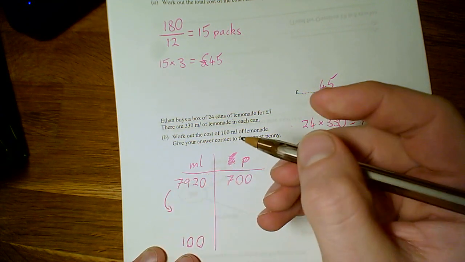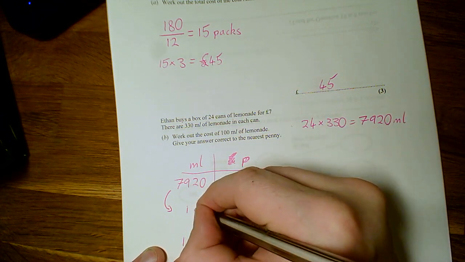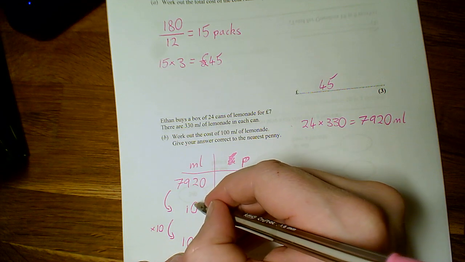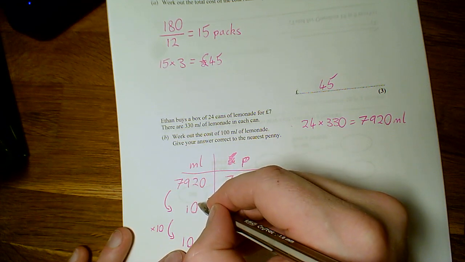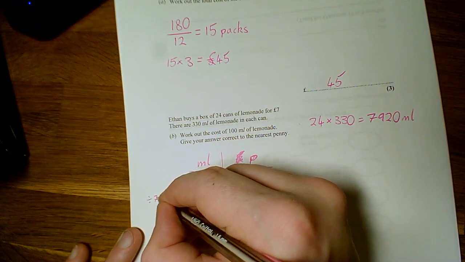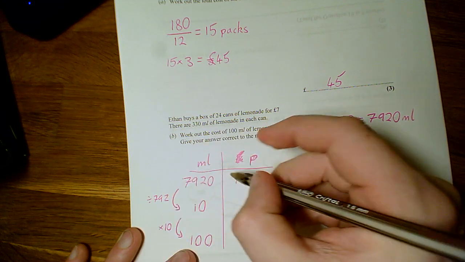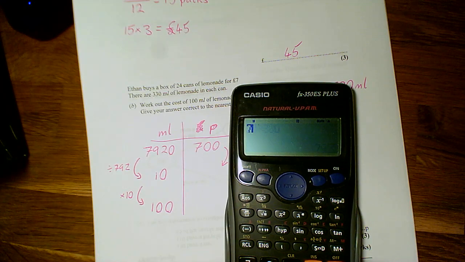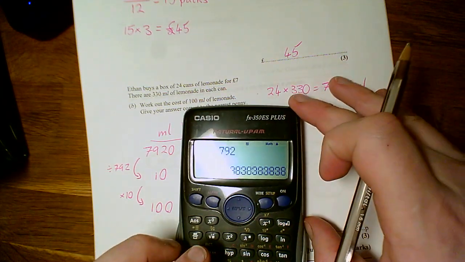There's a couple of ways you could go about it. I like the idea of going via 10. So if I can get from 7,920 to 10, well, I do that by dividing by 792. So I'm going to have to do 700 divided by 792 to get there. Oh, gets me something ugly, 0.